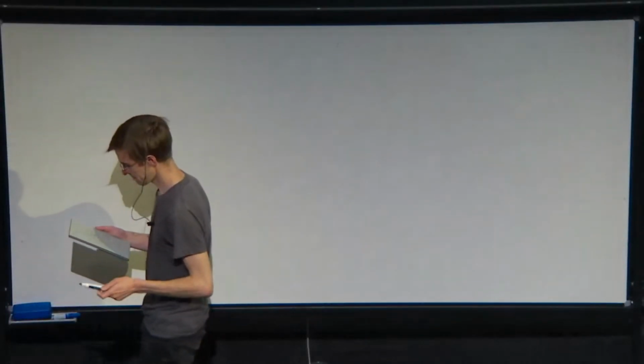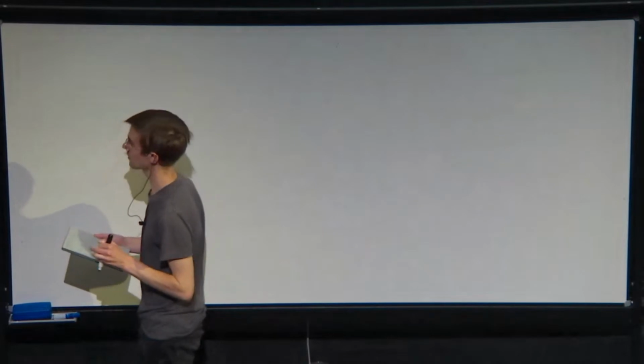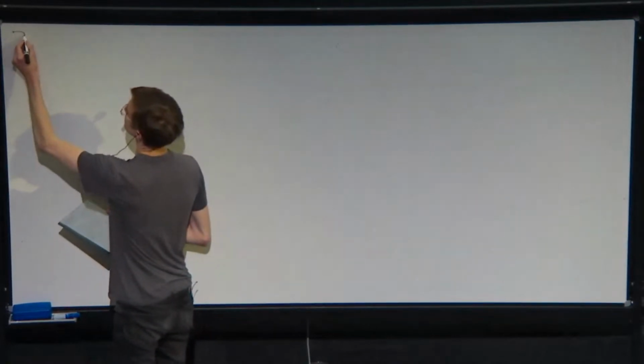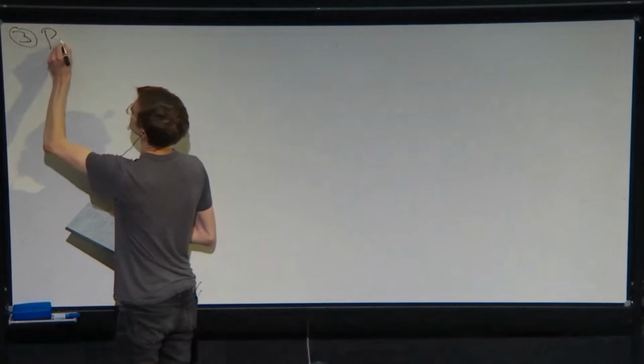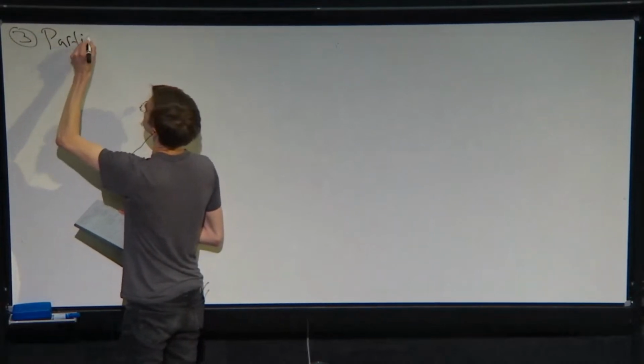Okay, so this is actually moving faster than I anticipated, so that's good. Okay, so I've set things up, so I think we can move on to discuss partition functions.